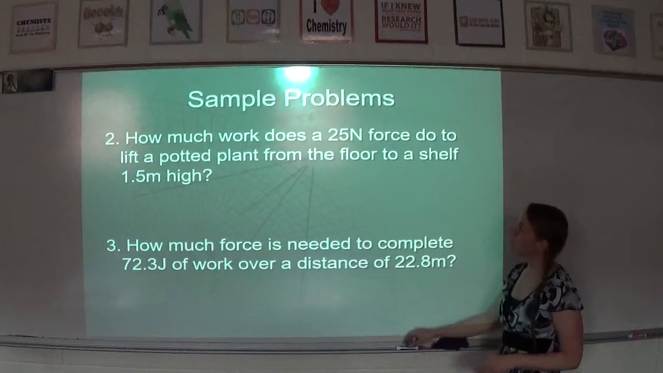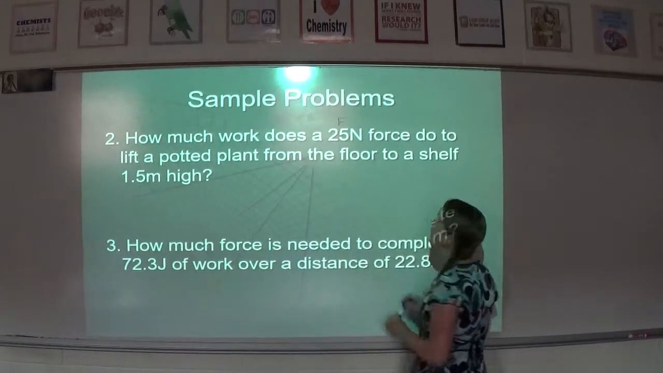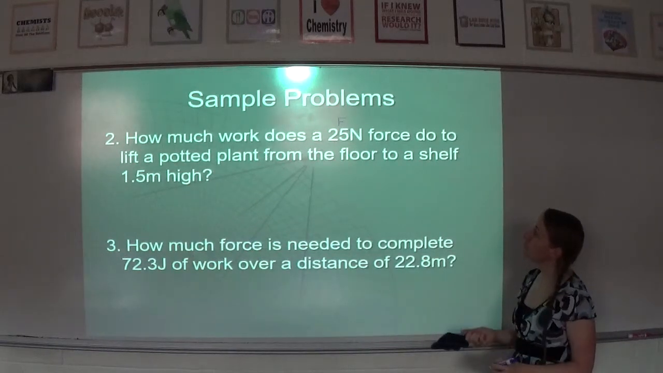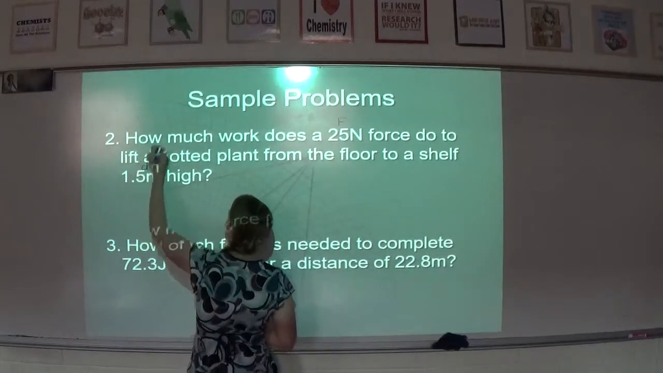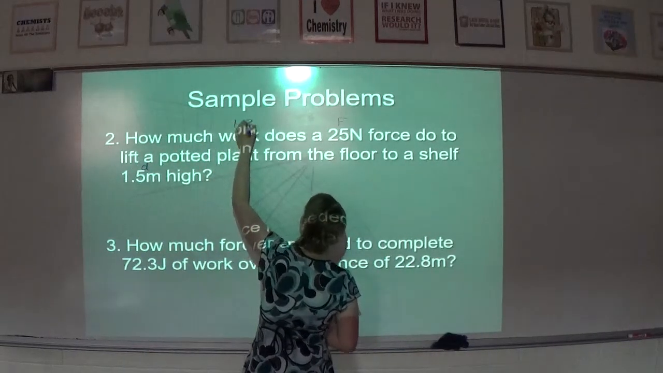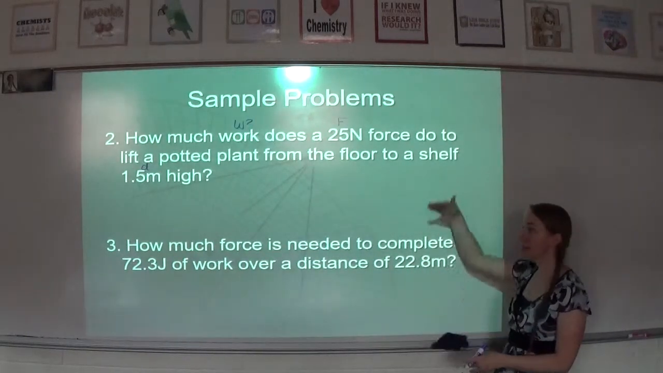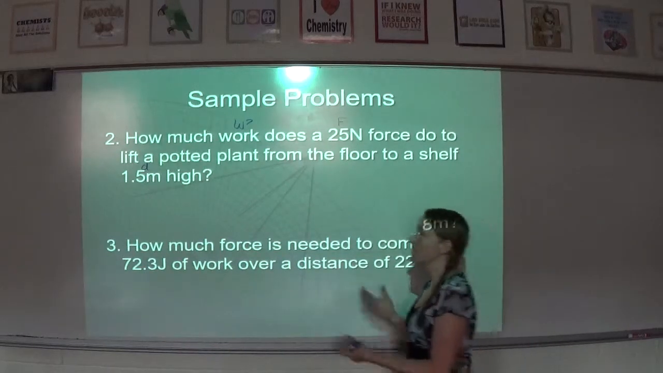So how much work does a 25 Newton force, so there's my force, do to lift a potted plant from the floor to a shelf 1.5 meters high? So there's my distance. And of course, we're looking for work. All right, so as always, maybe pause the video for a minute, try it on your own, and then check back and see if you get the answer right. All right, so let's do it together.